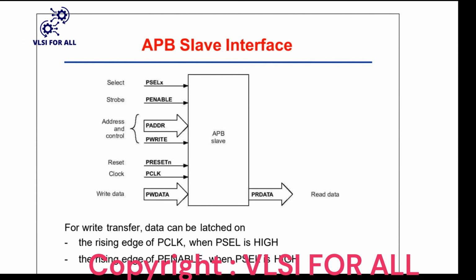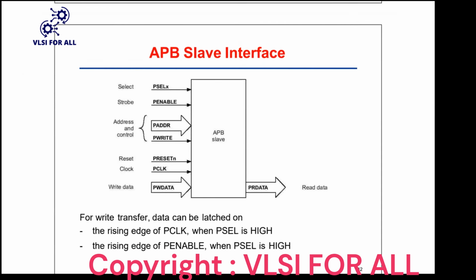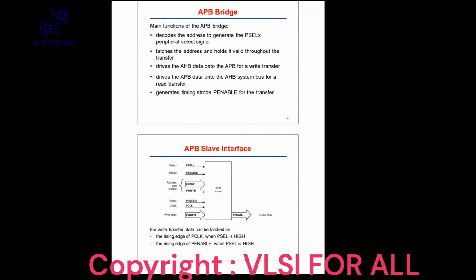But what is it giving to the master? Read data only, ready, and slave error. That has to be there. They haven't given it; maybe this is the first version of APB, that's why. And this AHB to APB is the bridge concept basically. So in very short, I'll explain why we require the bridge concept.